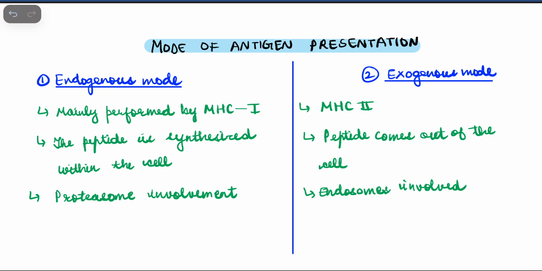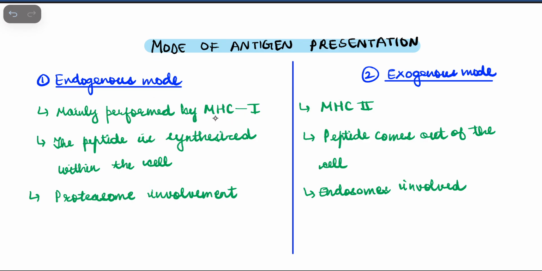There are two modes of antigen presentation, that is the endogenous mode and the exogenous mode. The endogenous mode of antigen presentation is when the antigen is produced inside the cell itself and is then expressed with the help of MHC onto the surface. While the exogenous mode is when the antigen comes from outside, is broken down into peptides, and then these peptides are expressed by the MHC on the cell surface.